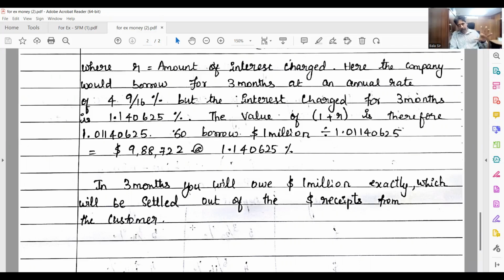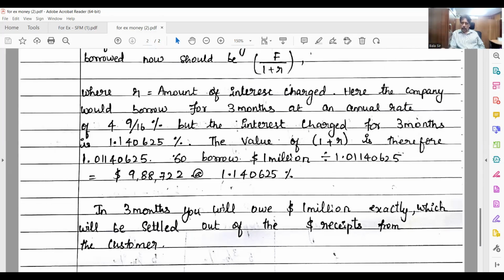Yes, sir. Keep it safe. Just pause the recording and jot down the calculation. So borrow $1 million divided by 1.01140625, which is equal to $988,722, at 1.140625%. Now in 3 months you will owe $1 million exactly, which will be settled out of the dollar receipts from the customer. Now please go ahead and jot down step number 1.